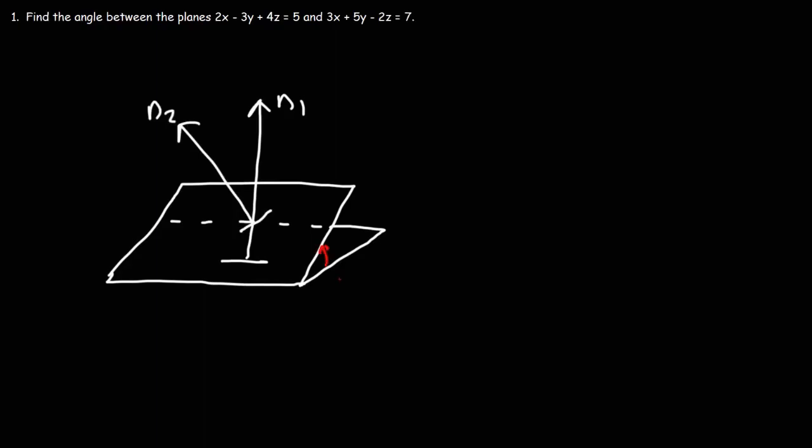So this angle, that's the angle between the two planes, that's theta, which is the same angle here. In order to find the angle between the two planes, we need to find the angle between the two normal vectors. If we can do that, that's going to give us our answer. So let's go ahead and begin.